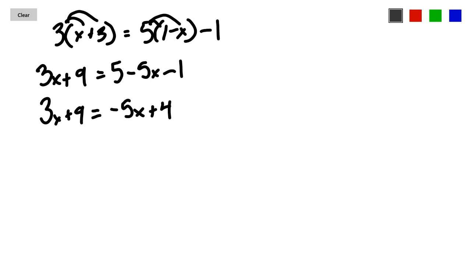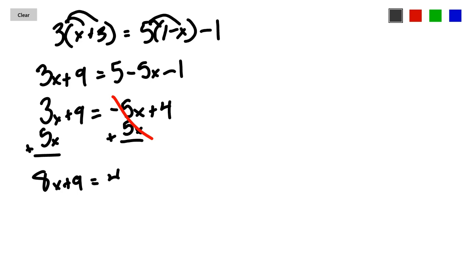Okay, so now we're in a much more familiar setting. So what I'm going to do is get x all on one side. And I prefer to have positive coefficients in front of my x if I can help it. So I prefer to start over here, because if I add 5x to both sides, this goes away. And I end up with a positive 8x plus 9 is equal to 4.